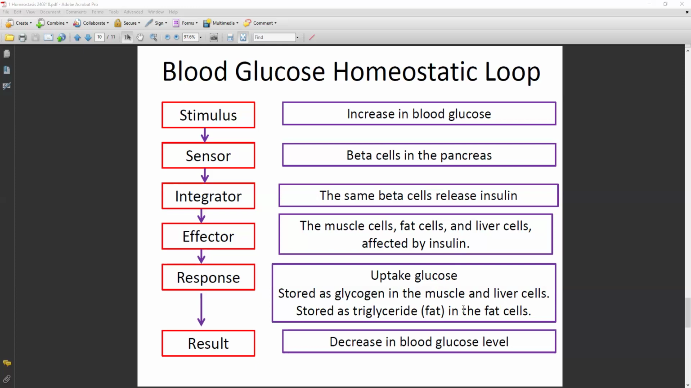Yes. No. Glycogen, that's more accurate. Yeah, glycogen.